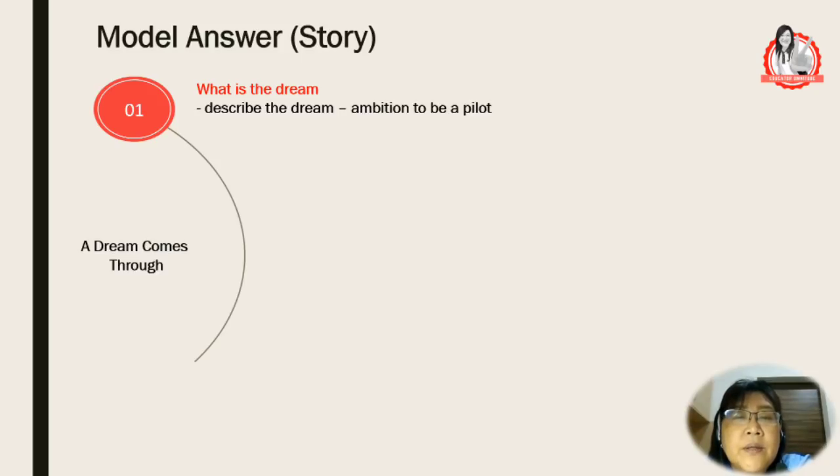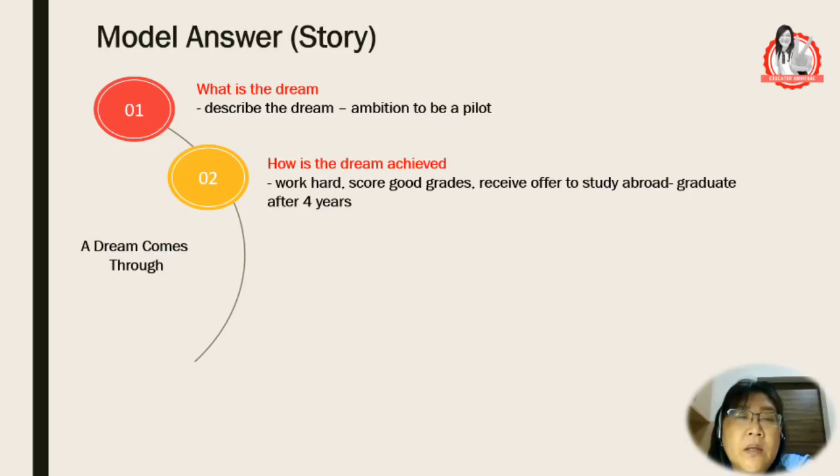Remember that the dream here can be an ambition, for example, to be a pilot, to be a doctor, and others. Number 2, how is the dream achieved? So what do you do to achieve the dream? Maybe work hard, score good grades, receive an offer to study abroad, and then you graduate after 4 years. So these are just examples. You can write other information.